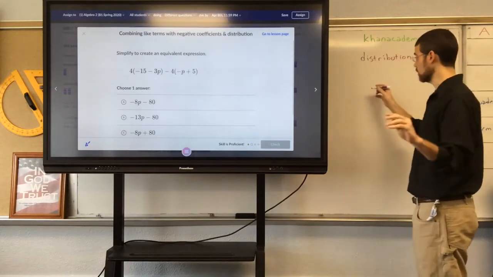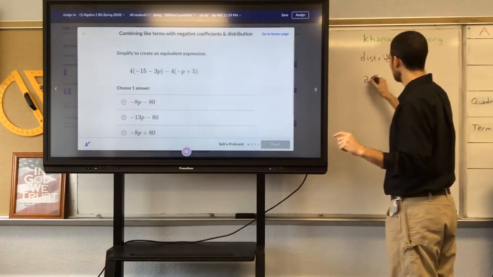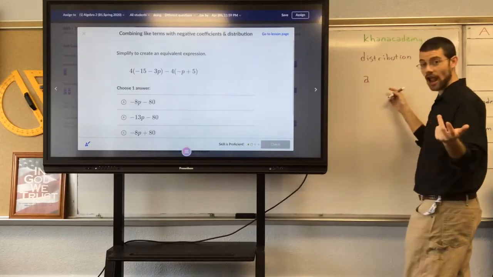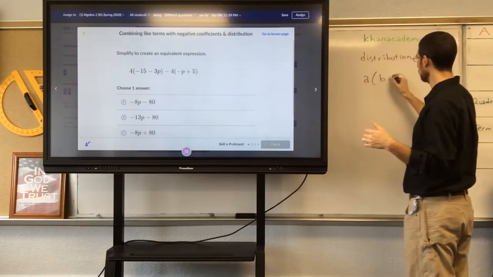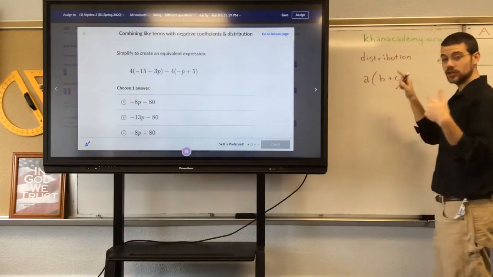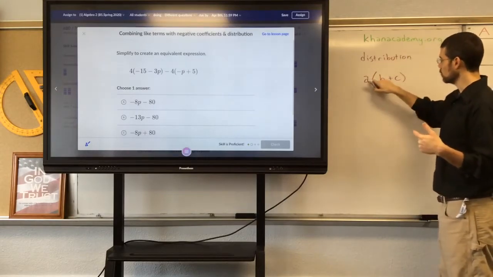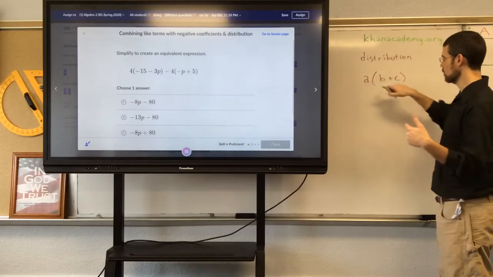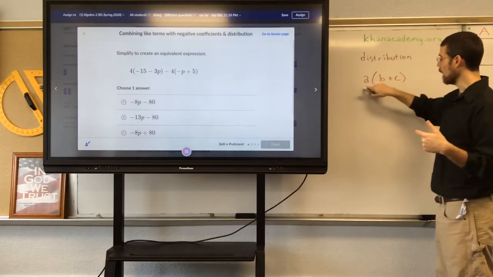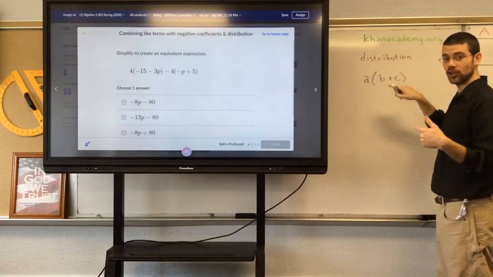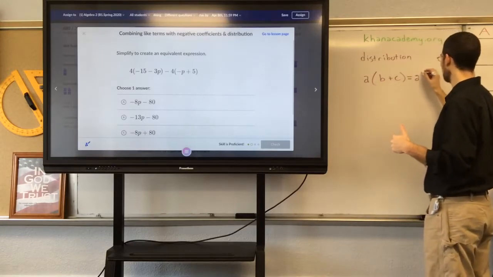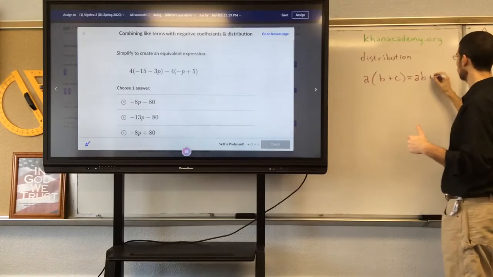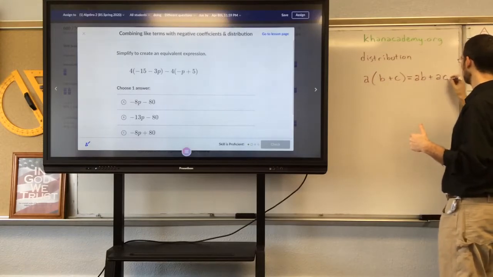It looks like this in general. Some number A, or variable A, times B plus C. To distribute, this is multiplication, A times the sum. We would multiply A times each of the terms inside the parentheses. So this is equal to A times B plus A times C.